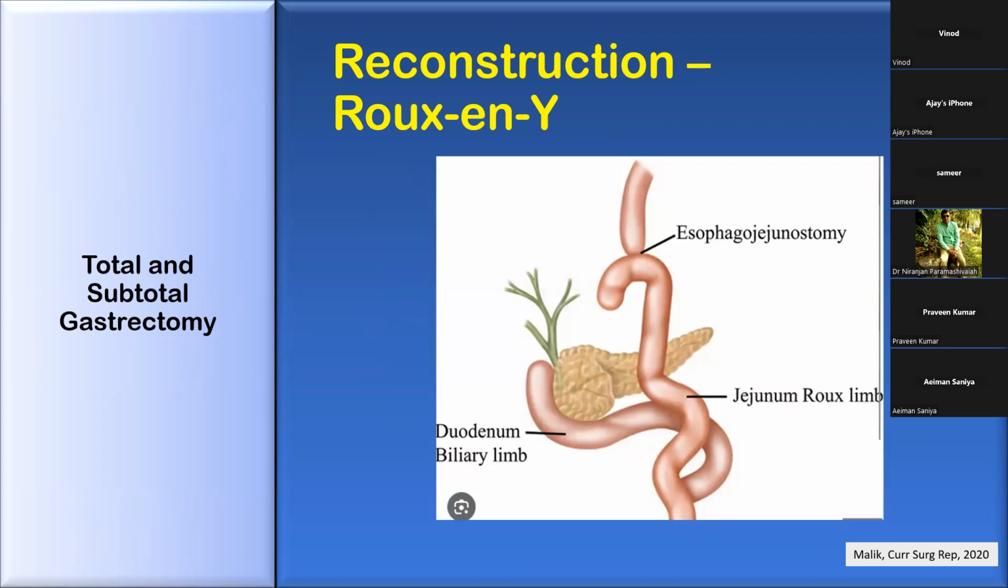Okay, we now go on to the next phase, which is the reconstruction options that are available. I told you earlier we have three main concepts, three main sections of a gastrectomy. The first one is how much of the stomach you remove. The second one is how much of the lymph nodes you remove. And the third one is how you reconstruct after the resection.